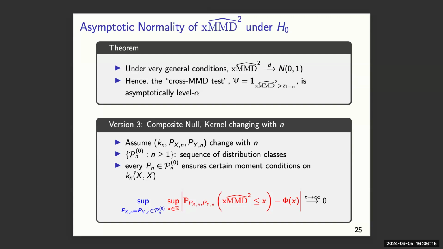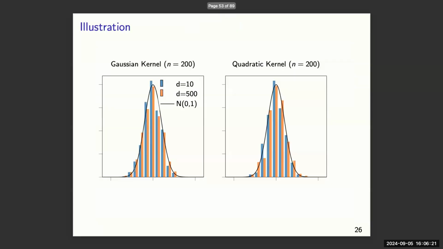Okay. So under very general scenarios, we get a standard normal limiting distribution. And just to illustrate that, here we have n equals 200. I want to simulate the scenario where the dimension is even larger than the sample size. Even for small sample sizes like 200, we see reasonably good convergence to normal 0, 1 for different kernels like Gaussian and quadratic.